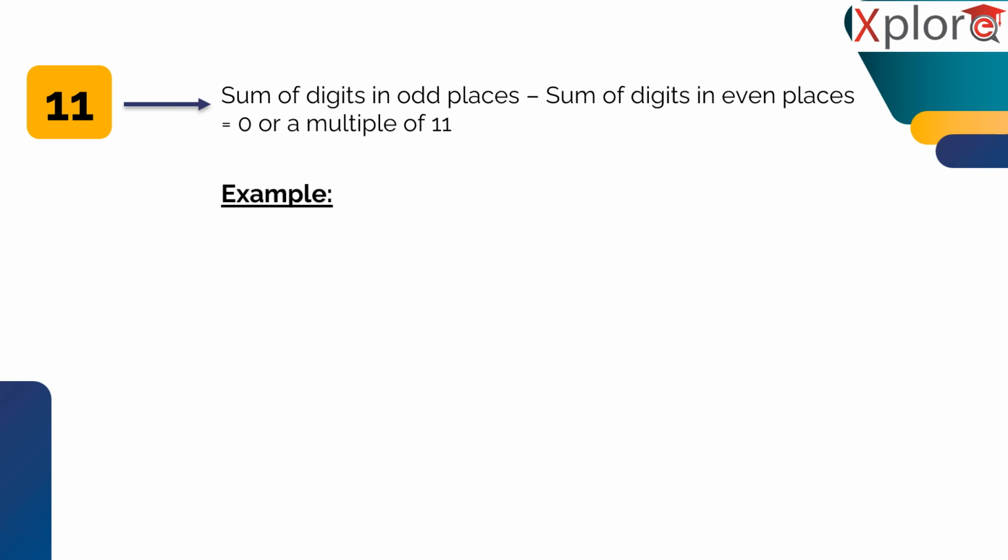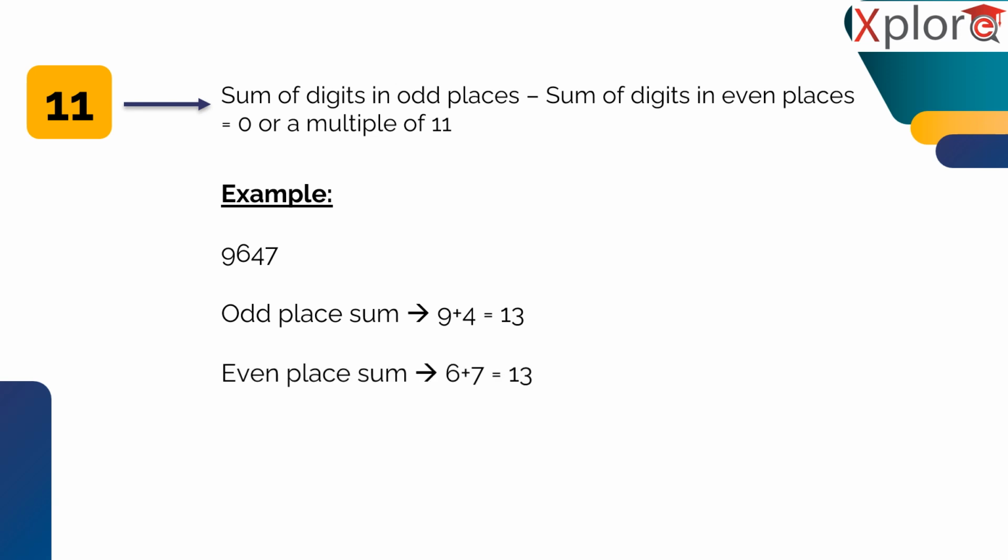For example, let's take 9647. The odd place sum is 9 plus 4, which is equal to 13. Coming to the even place sum, we have 6 and 7, and their sum is 13. Now we find their difference, which is equal to 0. So the number is exactly divisible by 11.